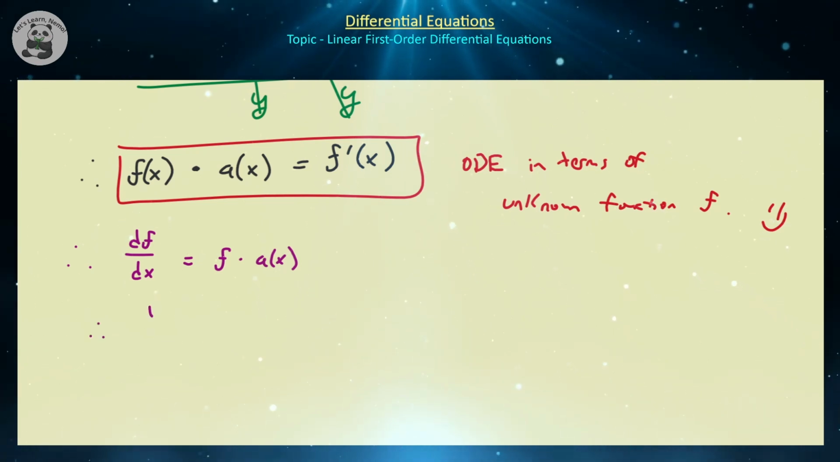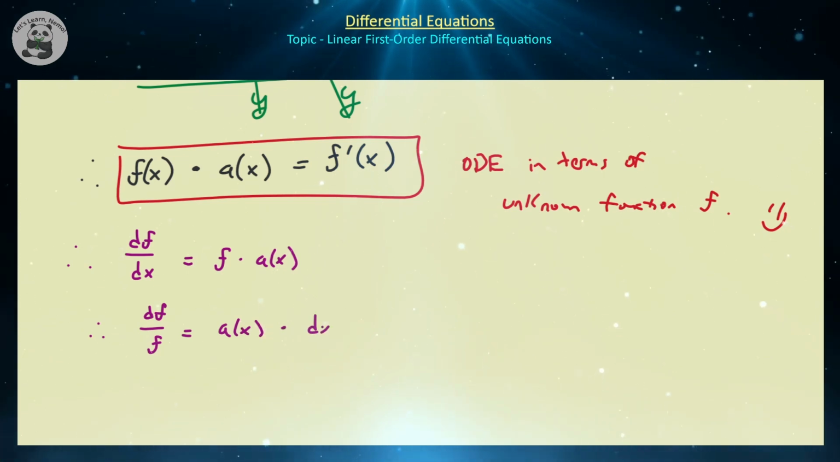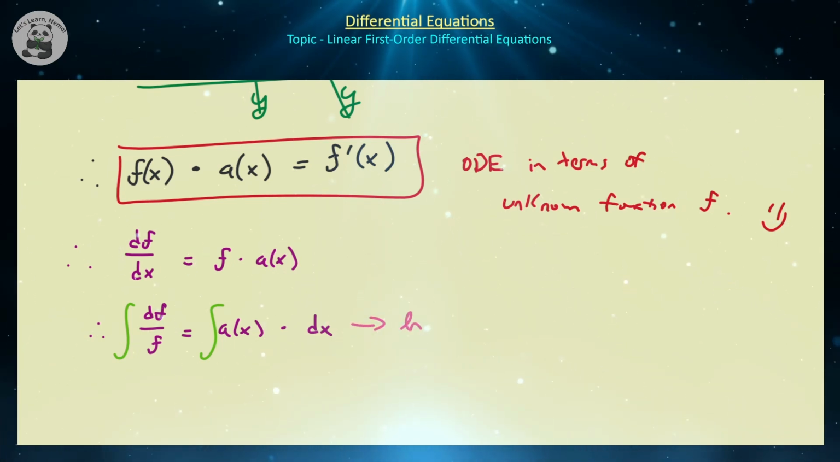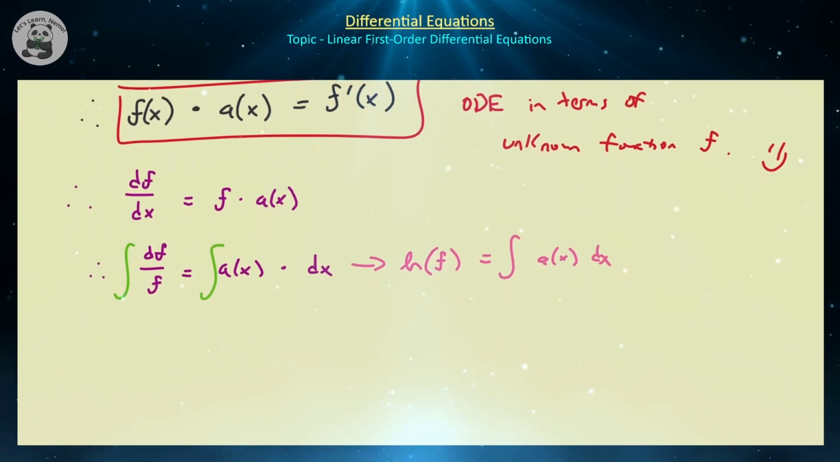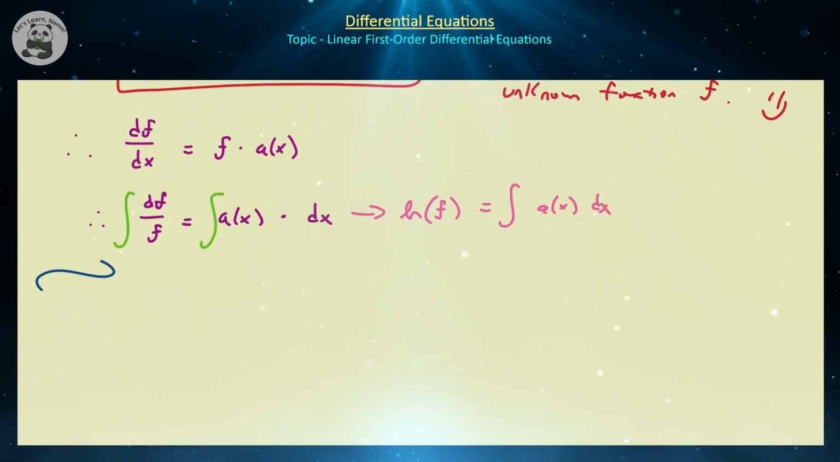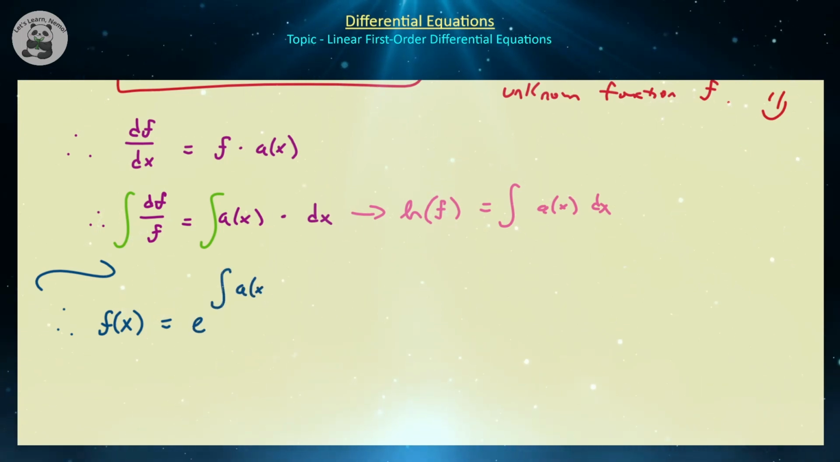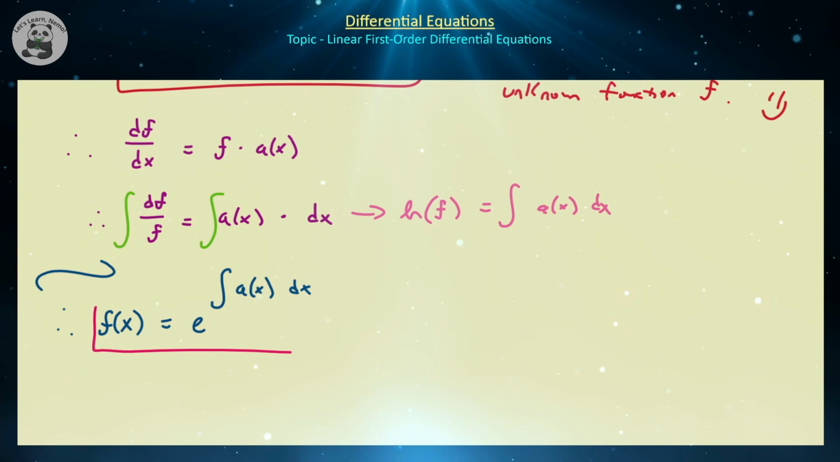And notice that this is the same as the derivative of f over f is equal to a of x dx, and we should notice that this is precisely a separable equation. So we have over here the natural log of this function f is going to be equal to the integral of a of x dx. So what do we have in terms of the solution to this differential equation? That means this function that we seek that makes this beautiful backwards product rule work is precisely equal to e to the integral of a of x dx.